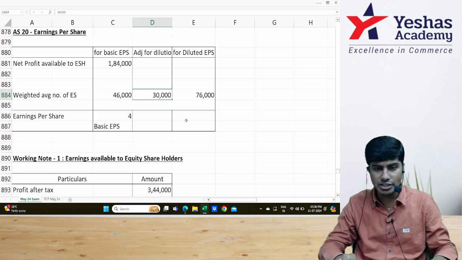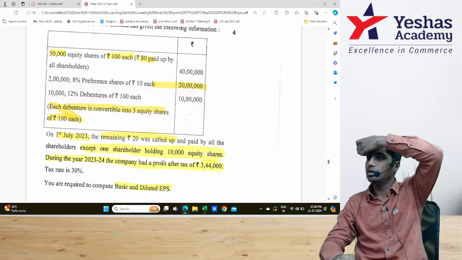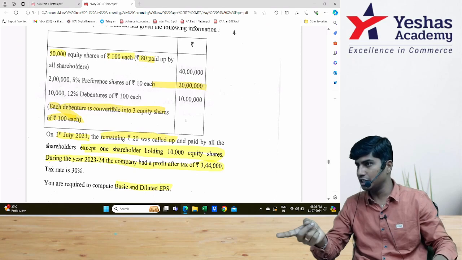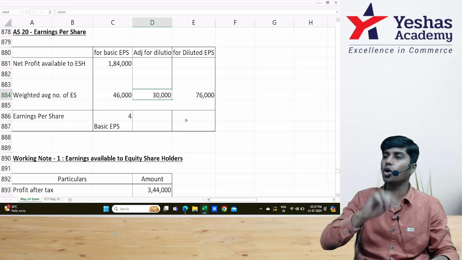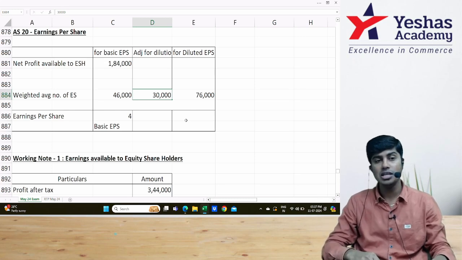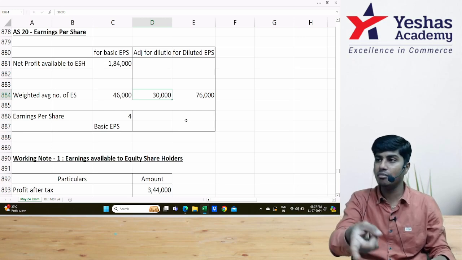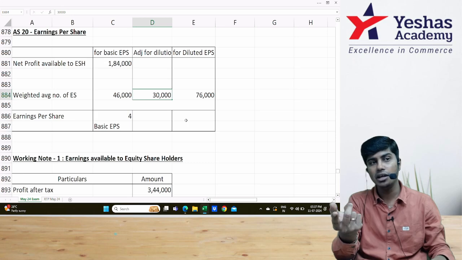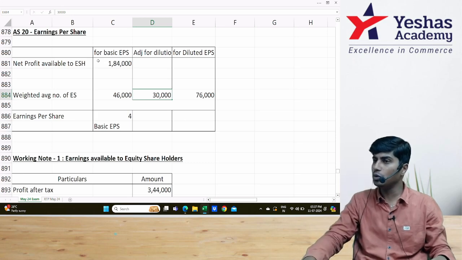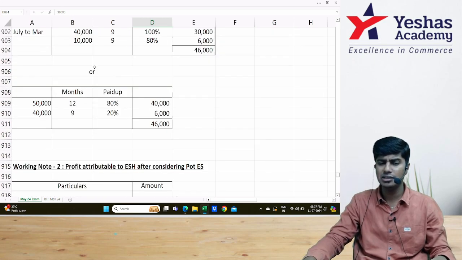Previously, when there were debenture holders, we were paying them interest. If in case they become equity shareholders, number of shares will become 76,000 and the earnings will no longer be 1,84,000 because 1,84,000 is after paying them interest. Now because they are equity shareholders, I don't have to pay interest. So shall we compute how much is the diluted earnings?